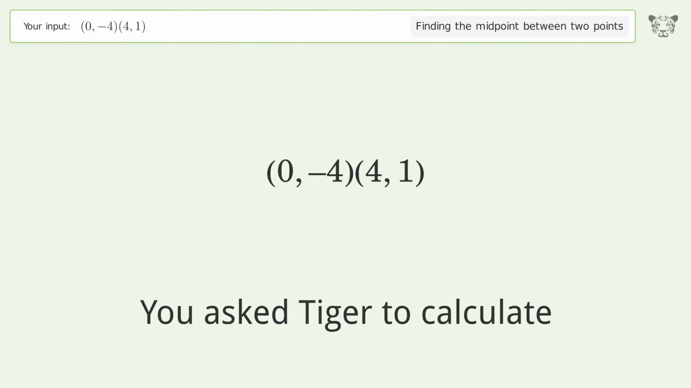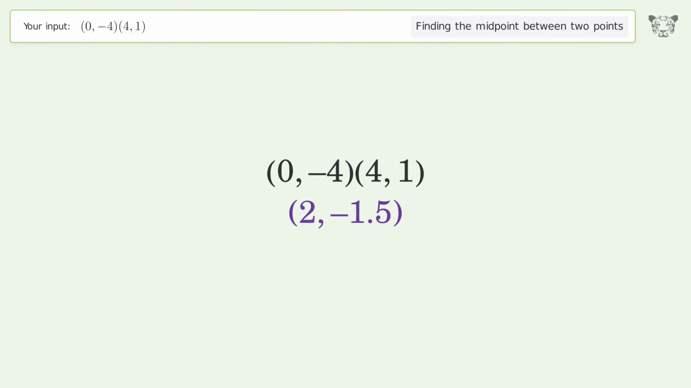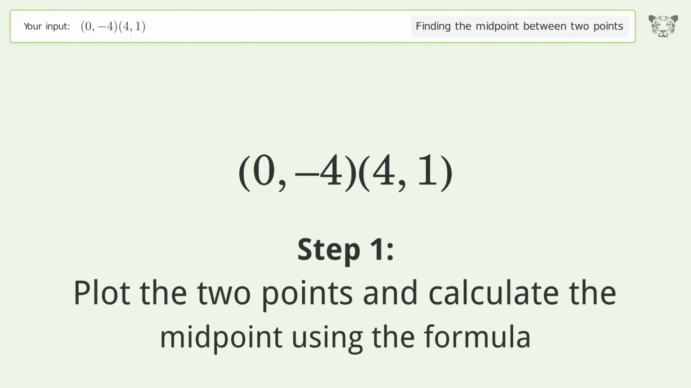You ask Tiger to calculate. This deals with finding the midpoint between 2 points. The midpoint between the 2 points is 2, -1.5. Let's solve it step by step. Plot the 2 points and calculate the midpoint using the formula.